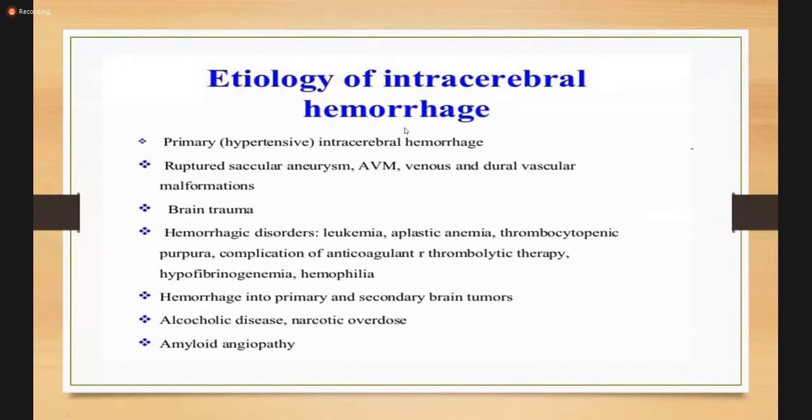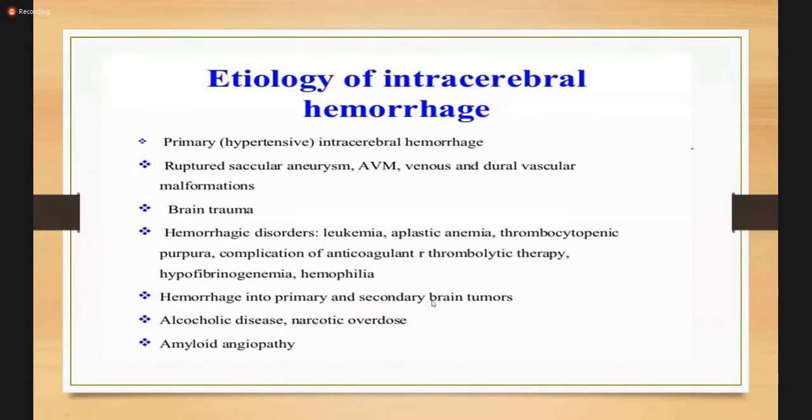What is the etiology of intracerebral hemorrhage? The most common etiology is hypertension, primary hypertensive intracerebral hemorrhage. Other causes are rupture of a saccular aneurysm, venous and vascular malformations, and brain trauma. Another reason could be hemorrhagic disorders, where the patient already has disorders like leukemia, aplastic anemia, thrombocytopenic purpura, or is taking anticoagulant or thrombolytic therapies, or has hemophilia.